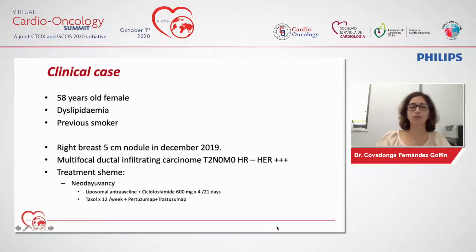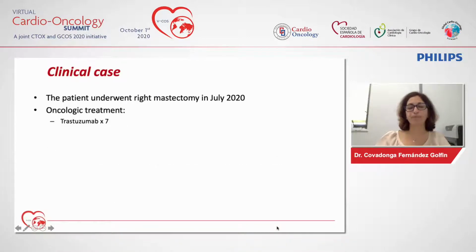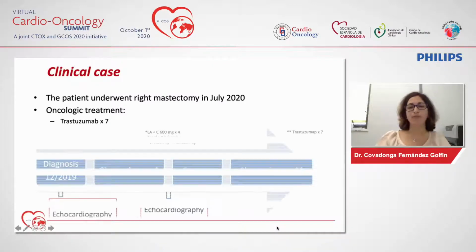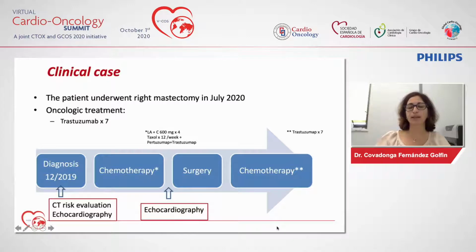therapy based on neoadjuvancy with liposomal anthracycline and cyclophosphamide, 4 cycles, each 21 days, followed by Taxol, pertuzumab, and trastuzumab. After that, the patient underwent right mastectomy in July 2020, and then continued the plan; the oncologic treatment consisted of 7 cycles of trastuzumab. If we put all the treatment and all the follow-up of the patient, we have the diagnosis, December 2019, chemotherapy with the plan that I just explained, surgery, and the adjuvant chemotherapy after surgery.